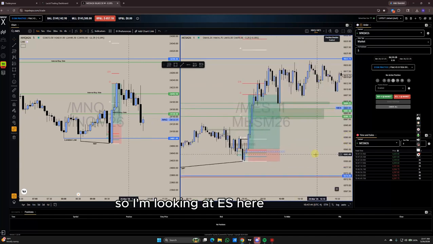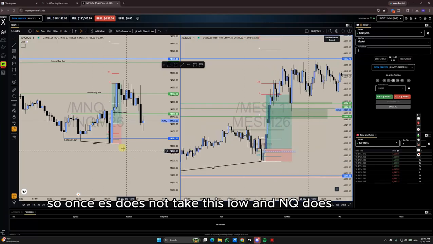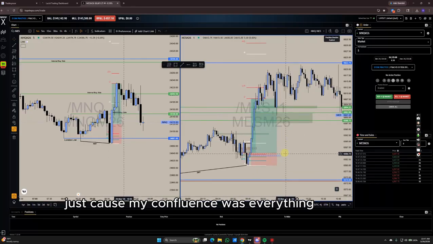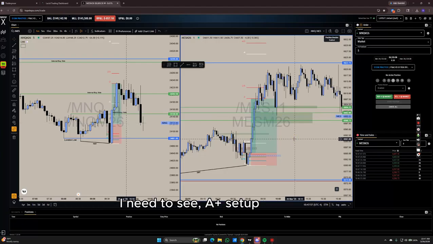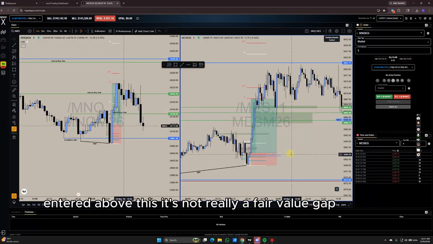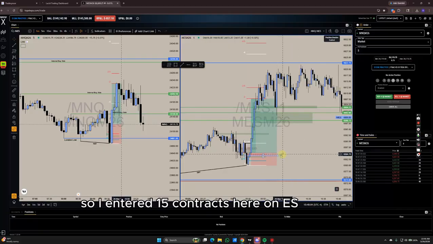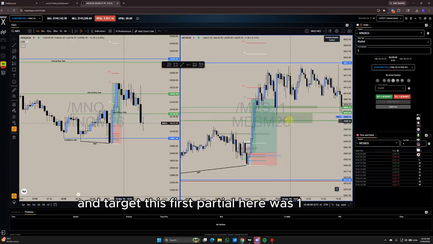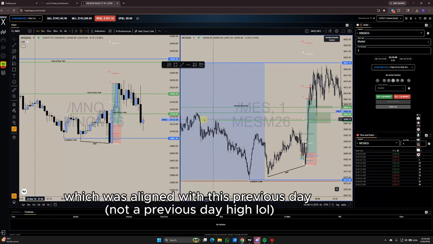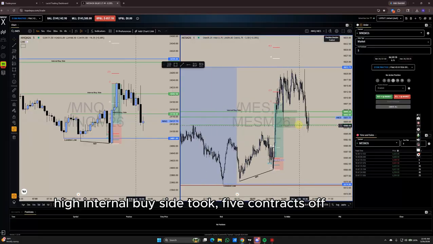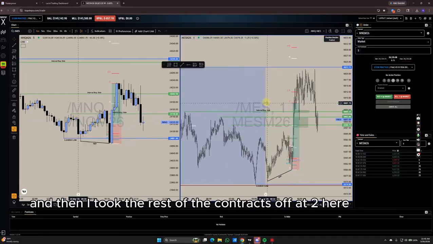So I'm looking at ES here. So once ES does not take this low and NQ does, we trace back up, a CISD did form here, change in state of direction. I entered a little aggressively here just because my confluence was everything I needed to see, A+ setup. I entered above this. It's not really a fair value gap or inverse fair value gap. I just was pretty confident, so I entered 15 contracts here on ES. And the first partial target here was 1, which was aligned with this previous day high, internal buy side. Took 5 contracts off, 10 in, and then I took the rest of the contracts off at 2 here.